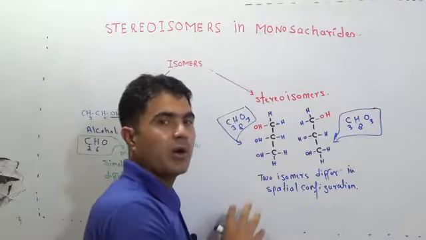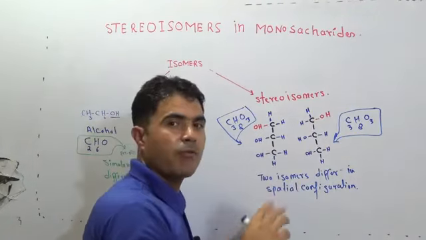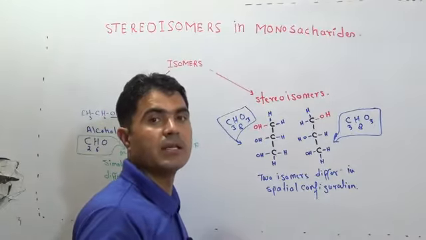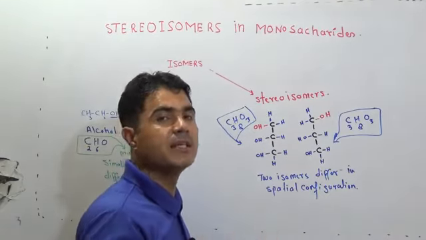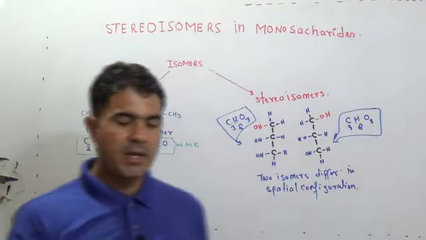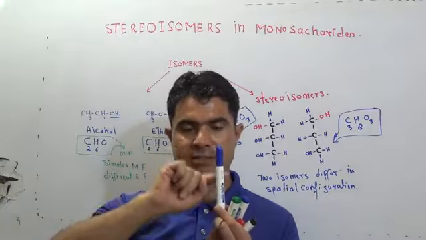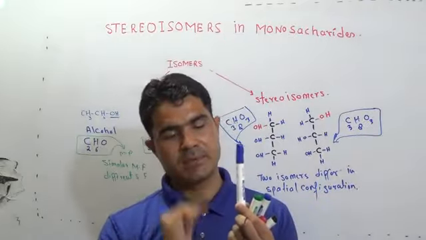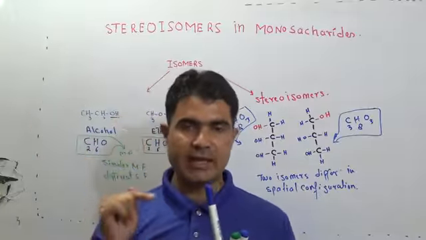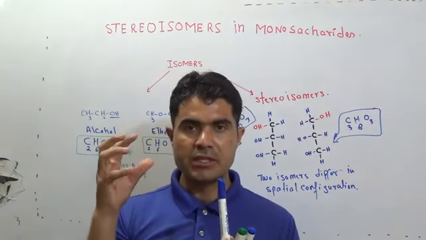So such compounds will be called stereoisomers, and this phenomenon of the right and left, the top and bottom, will be called spatial configuration or 3D dimension. 3D dimension means in the x-axis, y-axis and z-axis. If we consider this is the main skeleton of the organic compound, carbon, carbon, carbon, carbon. So in the available space, you can adjust the atoms or the groups in various ways.